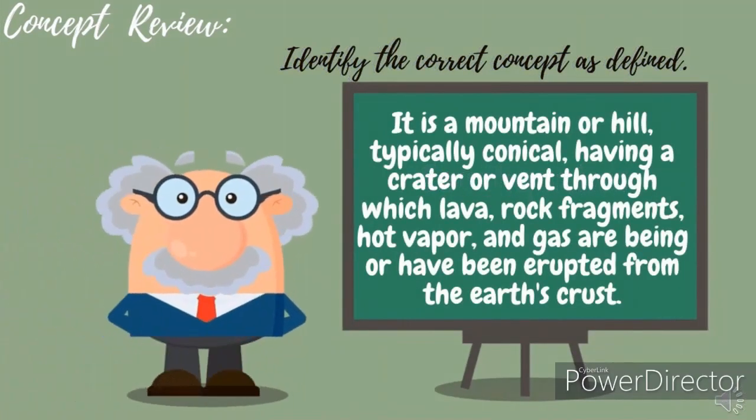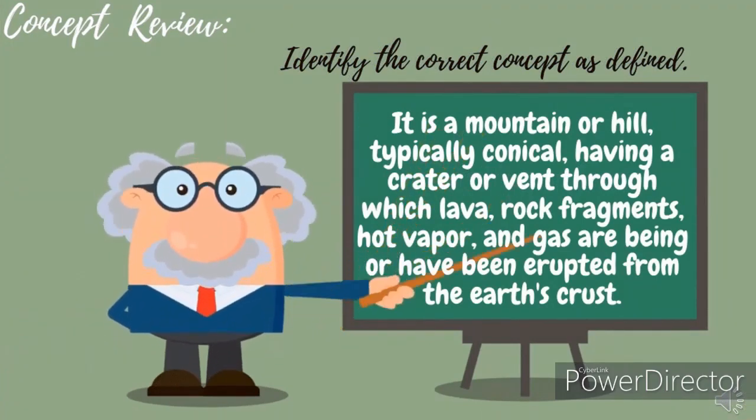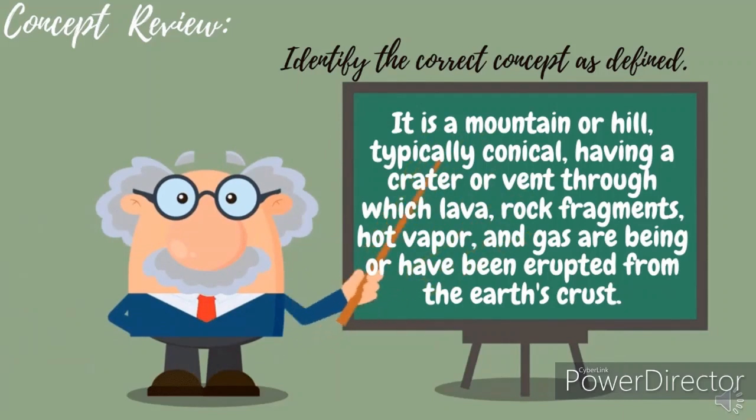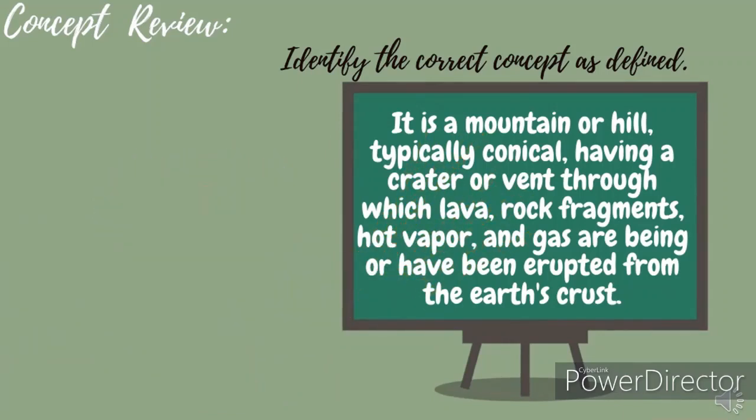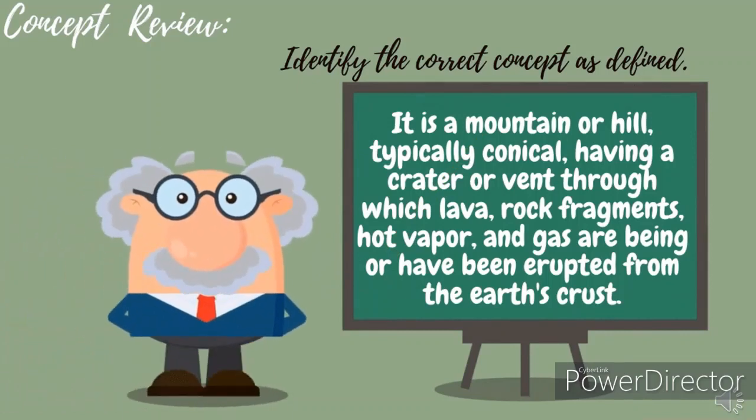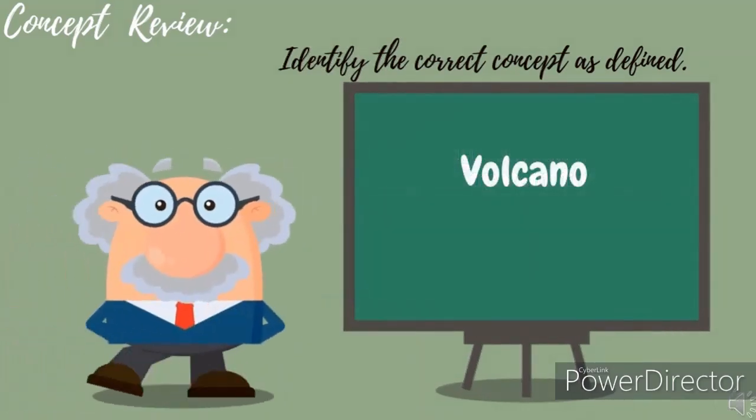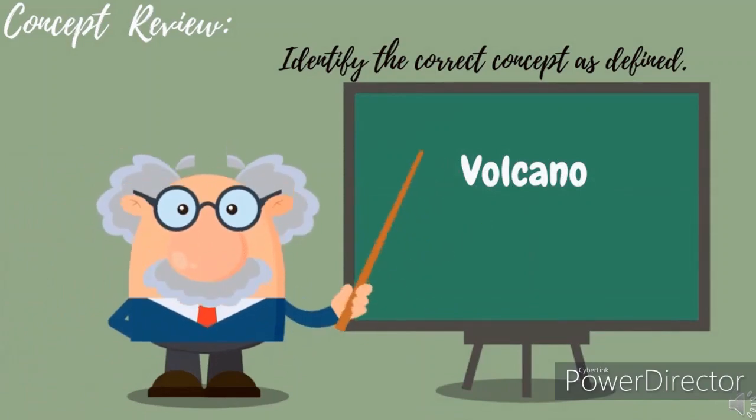Our next concept is, it is a mountain or hill, typically conical, having a crater or vent through which lava, rock fragments, hot vapor, and gas are being or have been erupted from the Earth's crust. What concept is it? Very good! The correct answer is volcano.